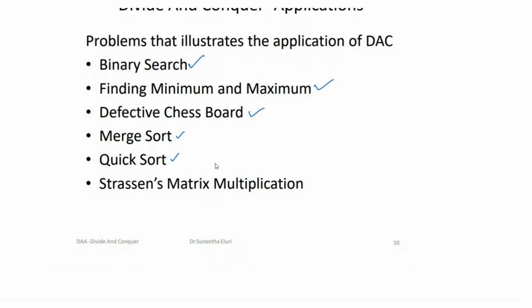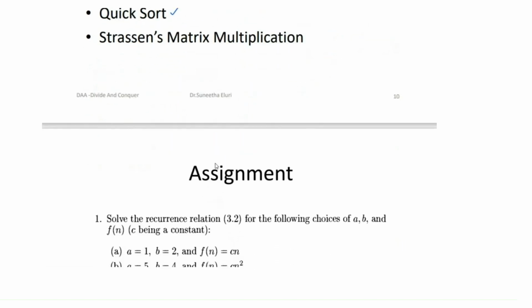And the other one is, as just now mentioned, Strassen's matrix multiplication. There was a mathematician called Strassen who proposed this. He replaced the expensive multiplication operations by a number of additions and subtractions, so that the time complexity can be reduced from n cube to n power 2.81. So these are the problems which can be solved with divide and conquer.